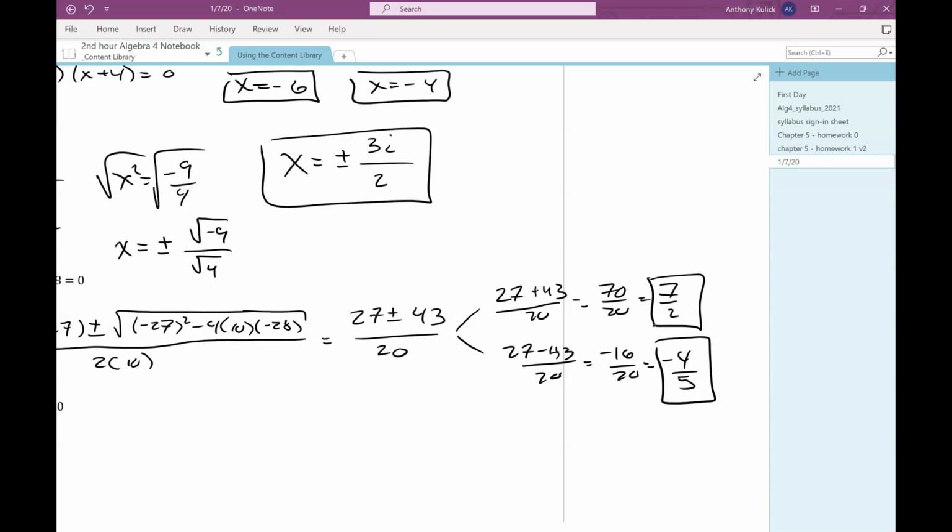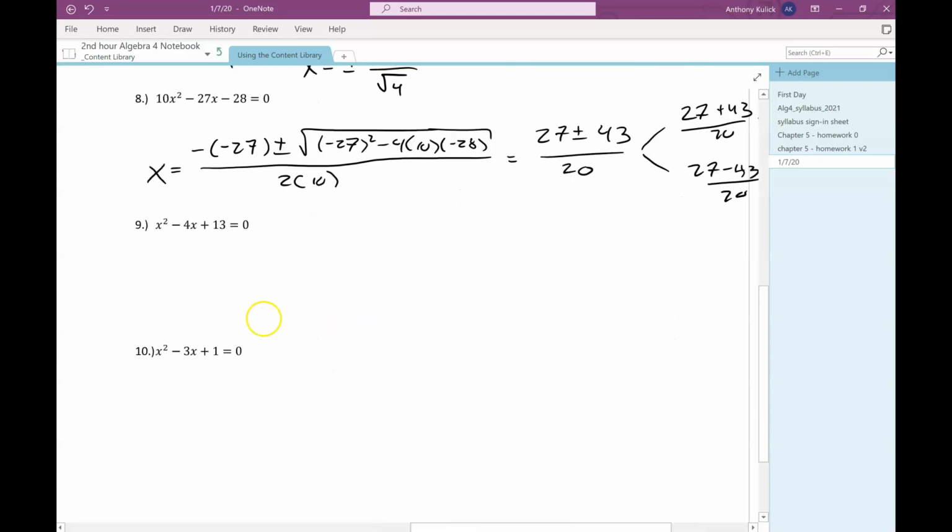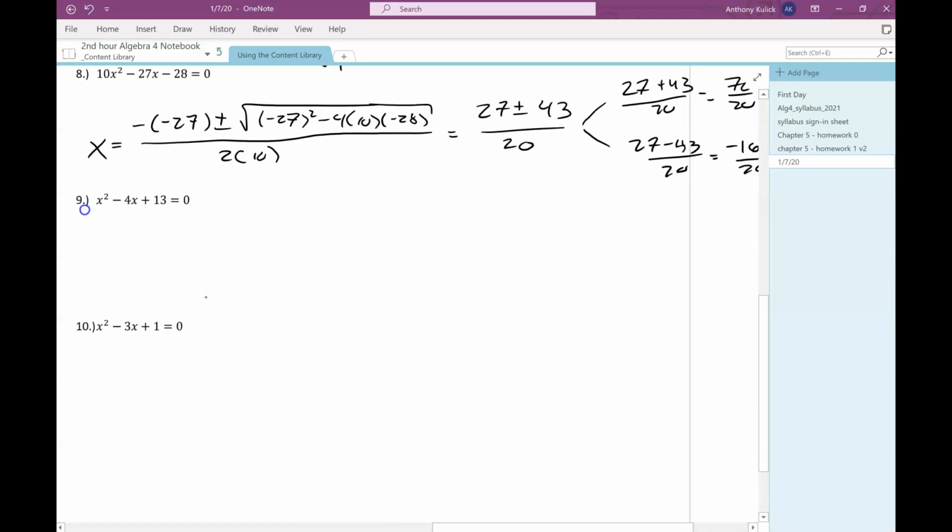So far, so good? Okay. Next one, number 9. I noticed the leading coefficient is 1, so maybe if I can factor this, it'll be quick. So let's check 2 numbers. No, those don't work. Well, better use the quadratic formula then.